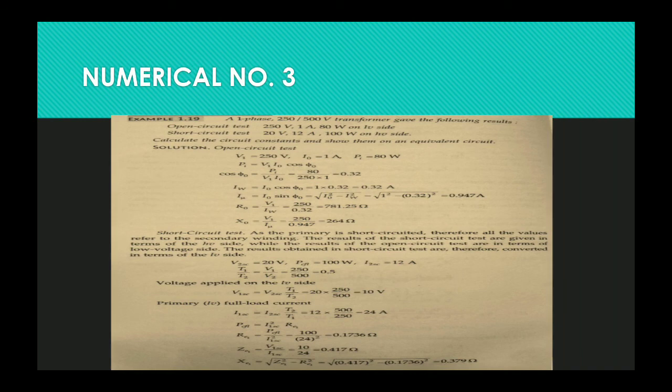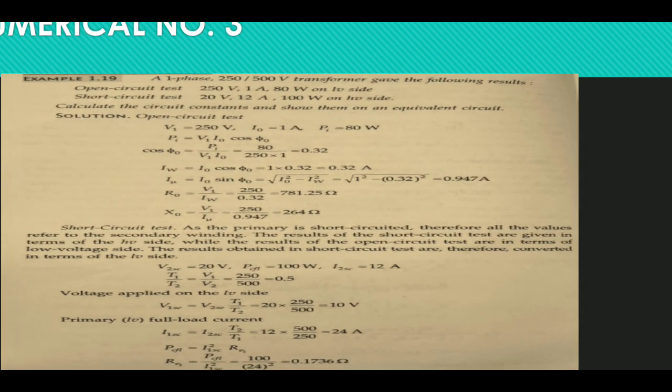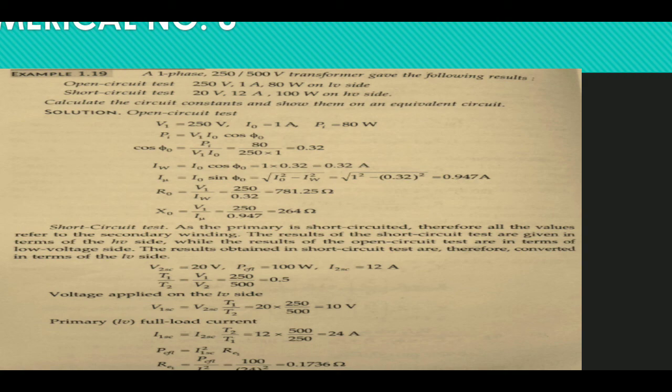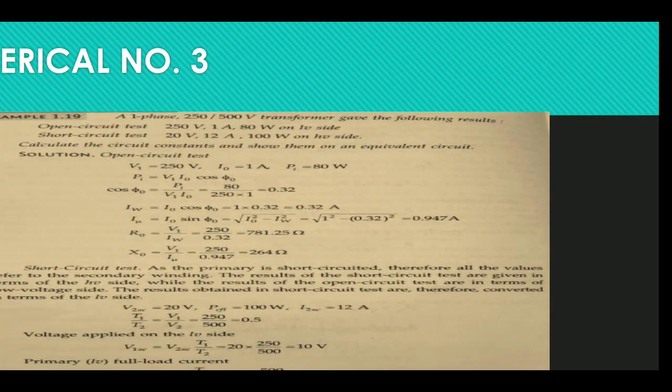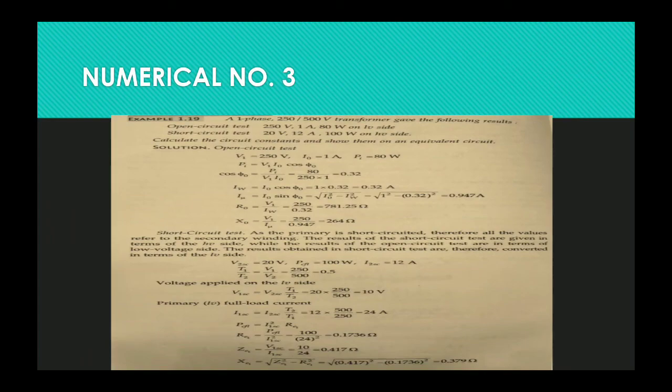So all these values are referred to secondary, not primary. As the primary is short circuited, all the values are referred to the secondary winding, because this transformer is a step up transformer. If this were a step down transformer, the values would be calculated referred to primary. Now we have to draw the equivalent circuit.